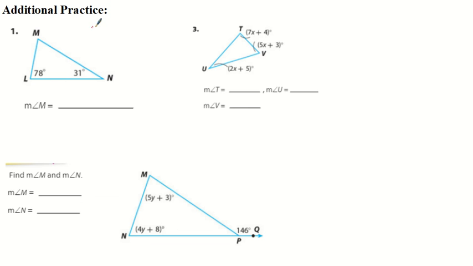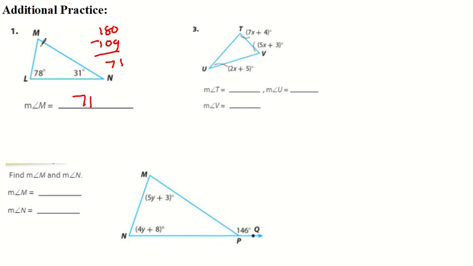All right, so this one, it's pretty simple, 78 plus 31. So if I were to add those together, okay, so 78 plus 31, that's just gonna give me 109. So if I do 180 minus 109, I get 71.